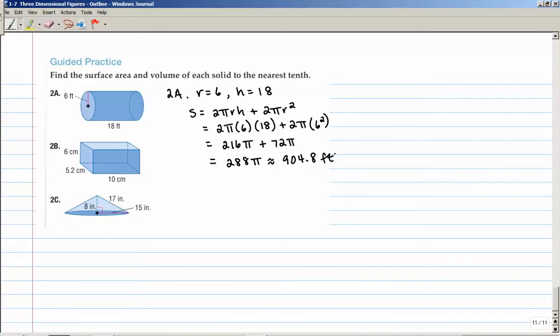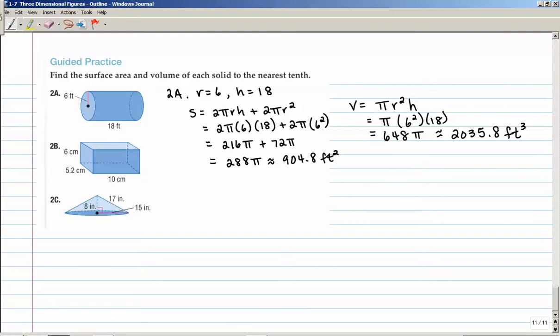904.8 feet squared. Now my volume of this is going to be pi times the radius squared times the height, pi r squared h. So pi times 6 squared times 18 gives me exactly 648 pi units, which is approximately 2035.8 feet cubed. And remember, volume is cubic.